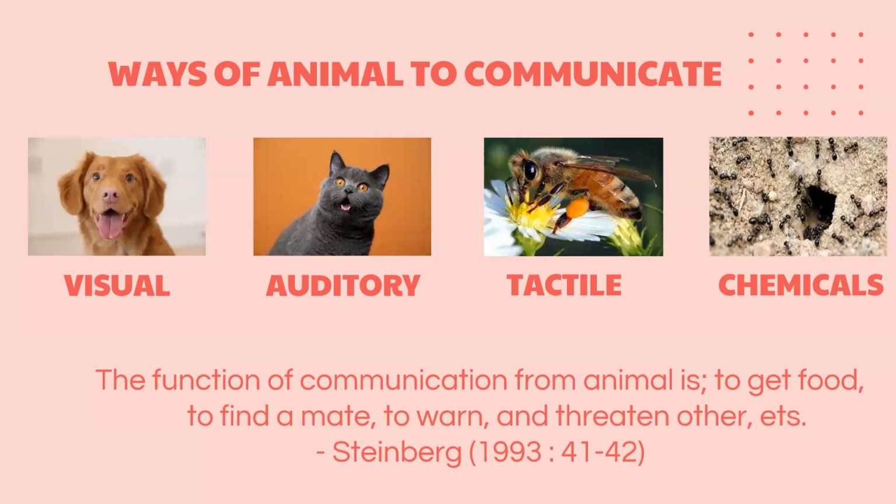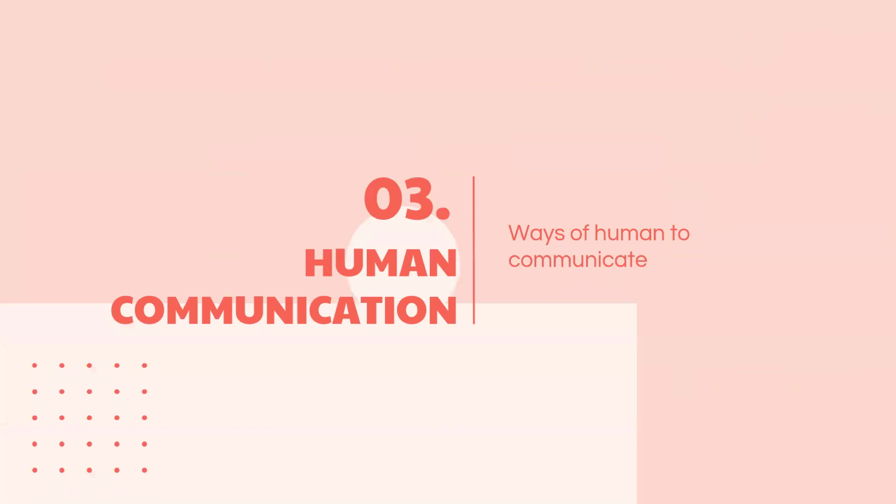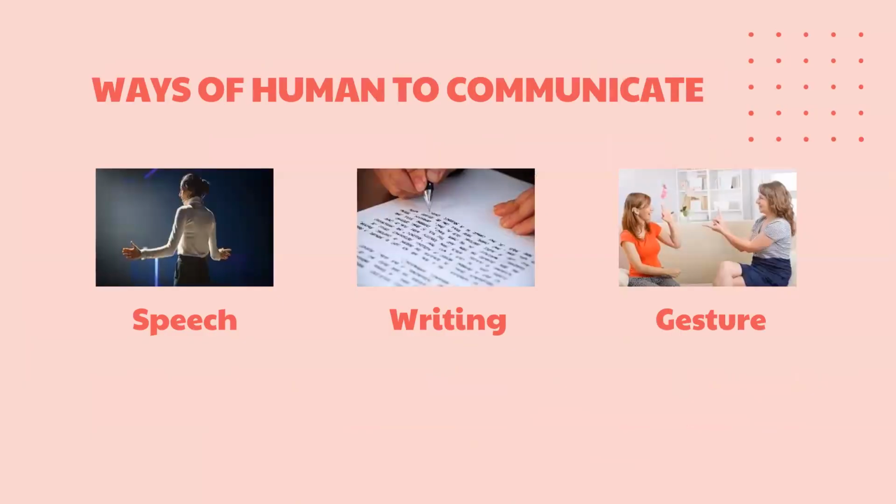Well, even though I already gave you an example of animals trying to get food, there are many functions of communication in animals: to find a mate, to warn, and also to threaten others. And then the third one is human communication. There are three ways for humans to communicate.